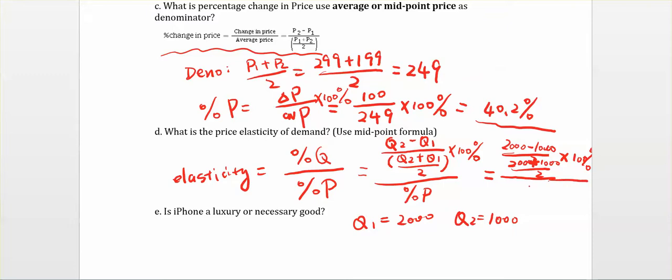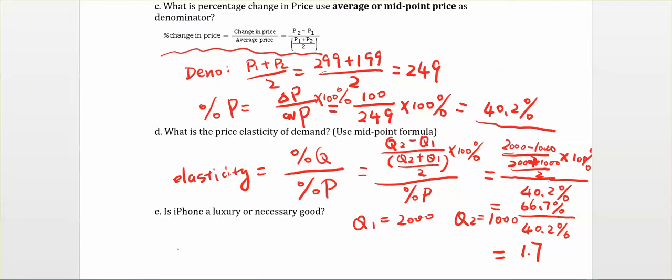And divided by 40.2%, which is the percentage change of the price. If you have the calculator, you will get 66.7%. That is the percentage change of the quantity, divided by 40.2%. And then we will get 1.7. So 1.7 is the price elasticity of demand. So that is question number D.